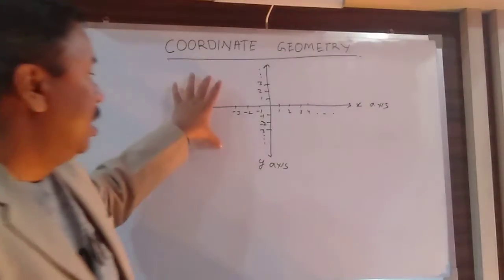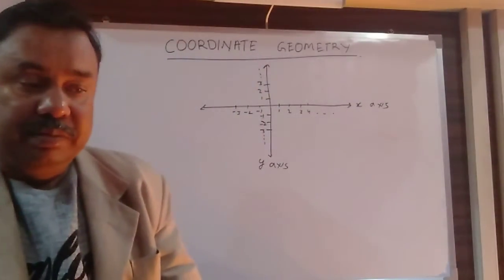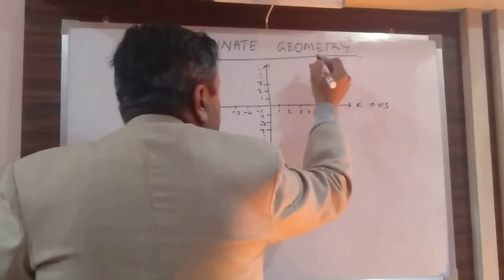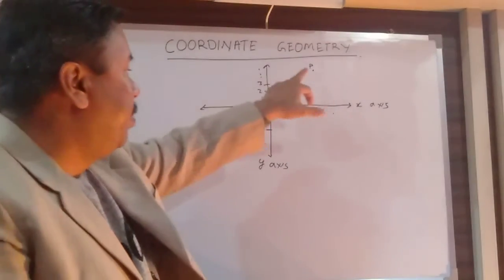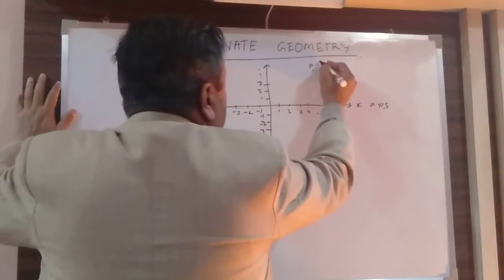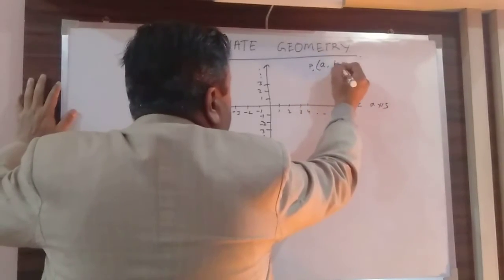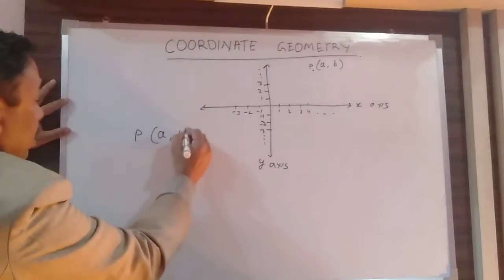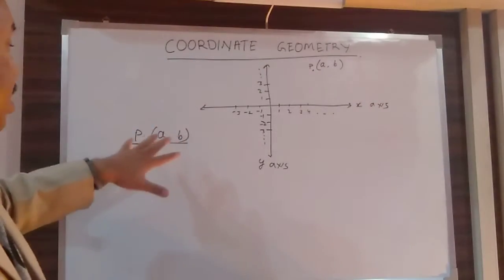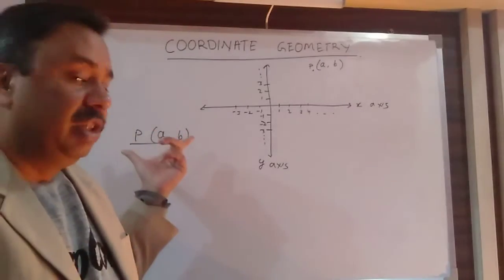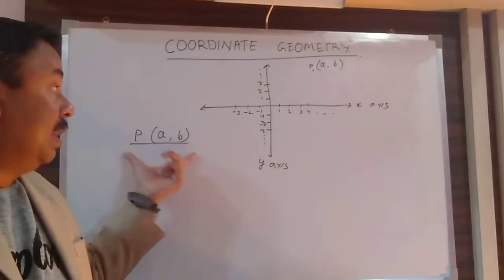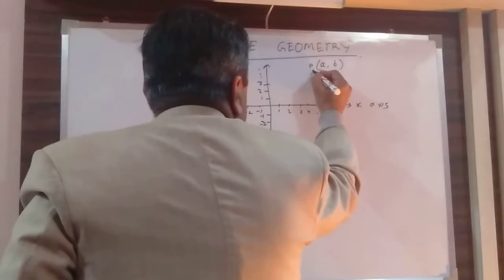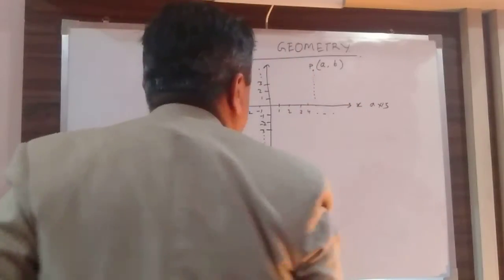Now, how do we represent a point? Suppose that this is a point P. It is represented by two numbers like A, B. We say P and write the address of P where this point P is lying. Now, what does this address define? It says the distance of P from the y-axis.